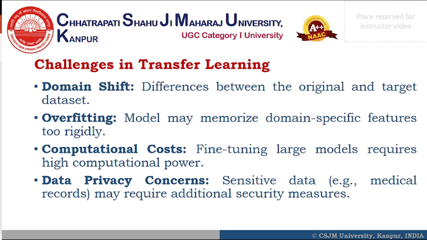Now, fourth challenge is data privacy concerns. So in domains like healthcare and finance, using pre-trained models on sensitive data introduces privacy and security risks. Organizations must ensure compliance with data protection laws, that is GDPR, HIPAA, and adopt secure AI training approaches such as federated learning, where AI models are trained across decentralized devices without sharing raw data.